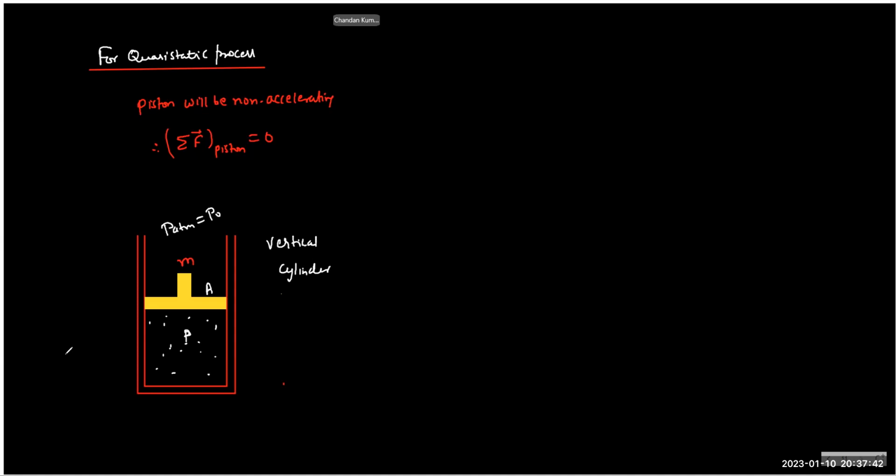P naught plus mg by A. So P turns out to be P naught plus mg by A. So if, let's say, this gas expands, if it goes up by X or Y, whatever, then in this case, the work done by the gas will be how much?